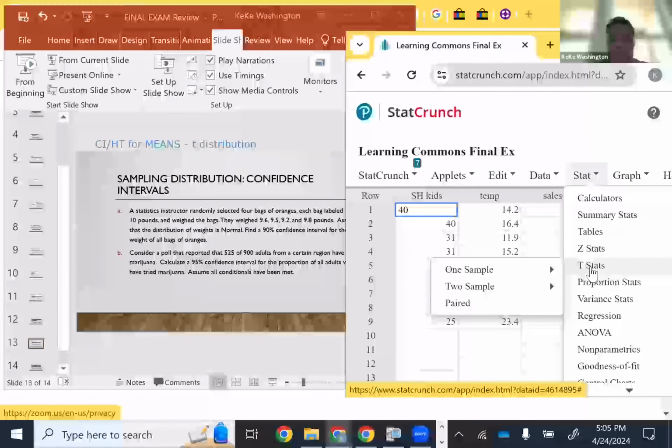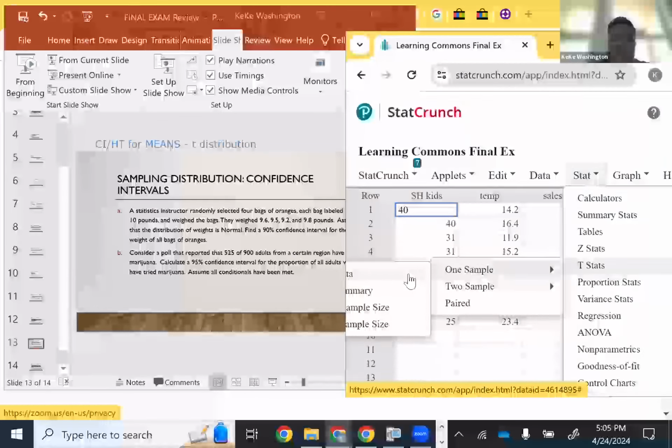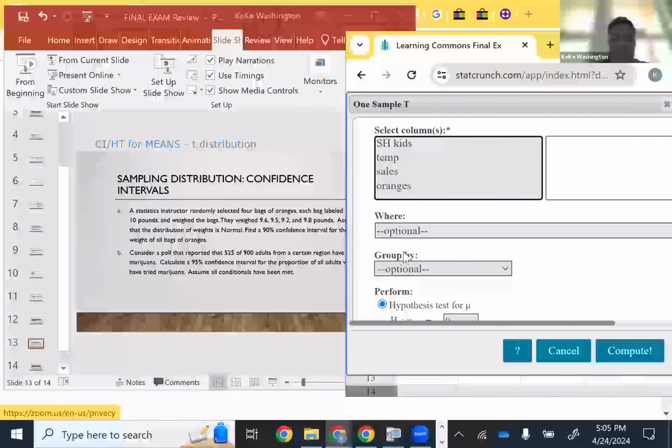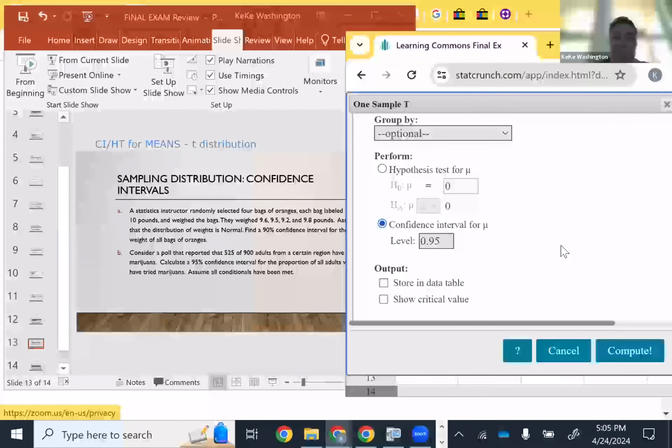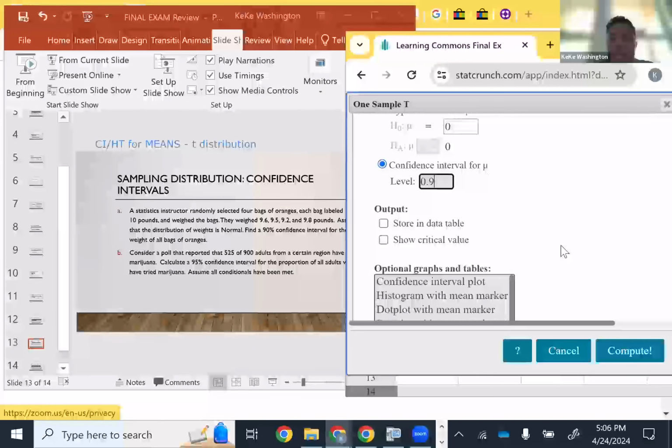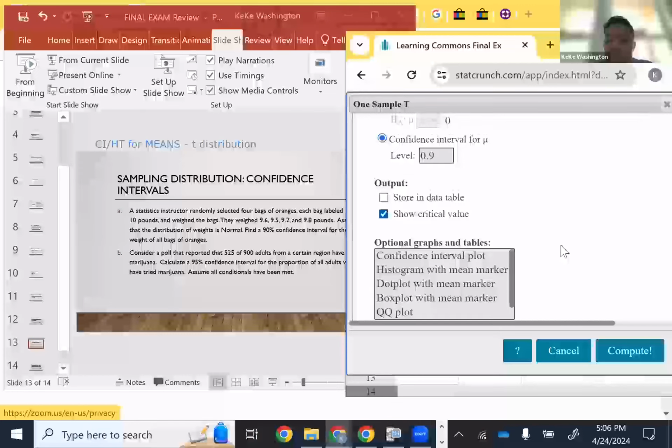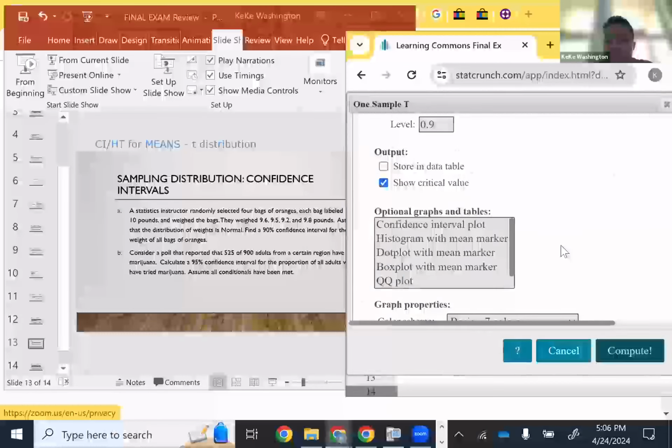t-stats, one sample, and I gave you data. So select your data. We're doing a confidence interval, so select confidence interval. The confidence level was 90%, so 0.9. You want to show your critical value, just in case you have to calculate margin of error, and go ahead and compute.